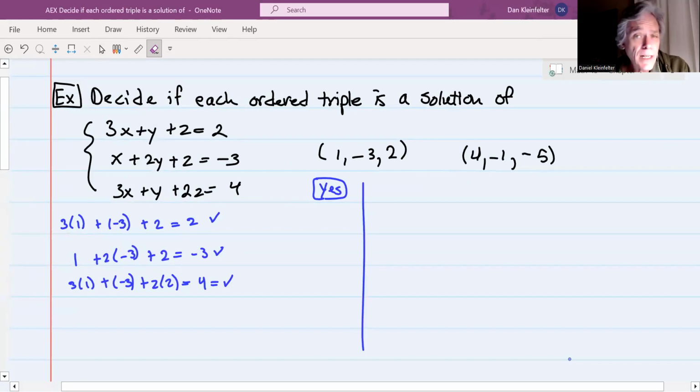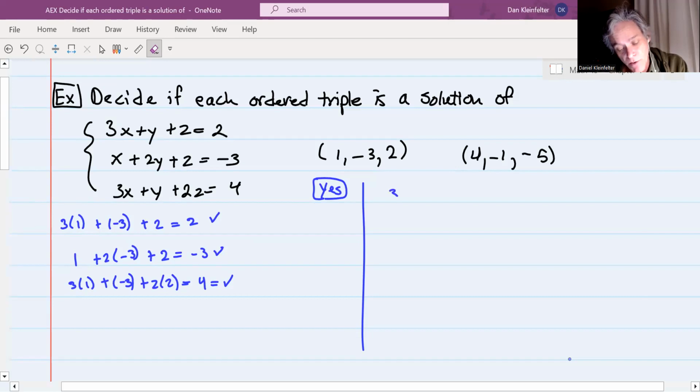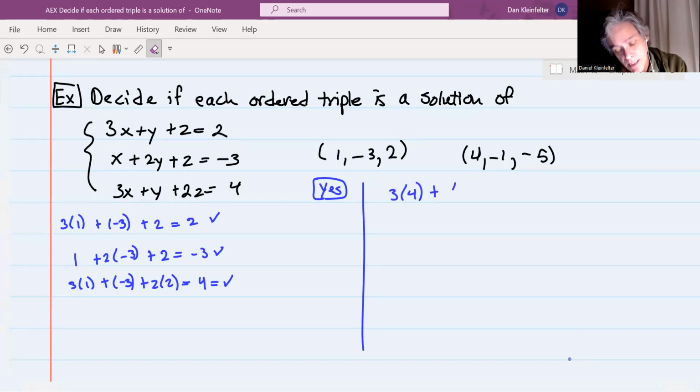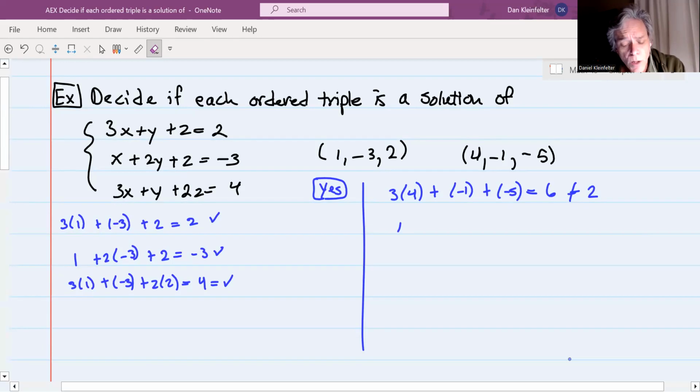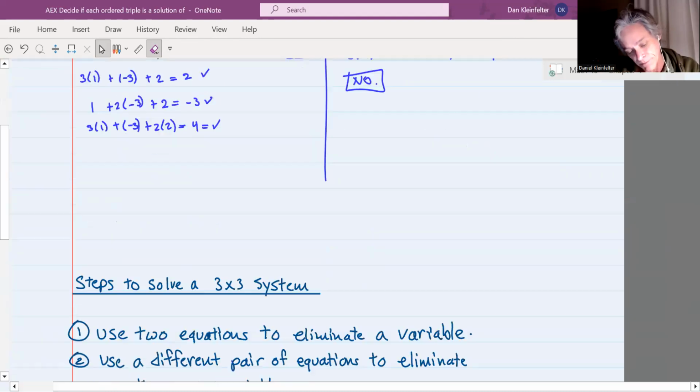Okay, so then let's check on the next one. So putting the point into the first equation, 3 times 4 plus negative 1 plus negative 5. That's 12. Minus 1 is 11. Minus 5 is going to be 6. And that's not equal to 2. So this point didn't even fit the first equation. We don't have to check the other two. So it's enough to say that no, this one is not a solution. In order for a triplet of numbers to be a solution of a system of equations, it has to satisfy all three of those equations.